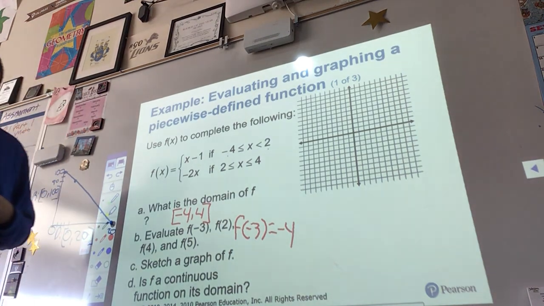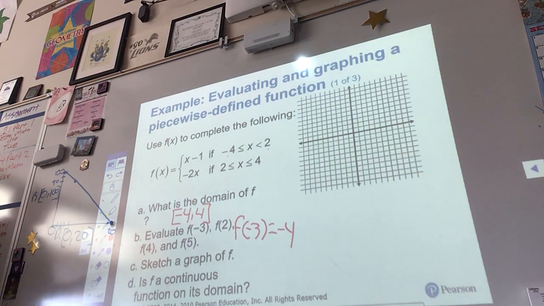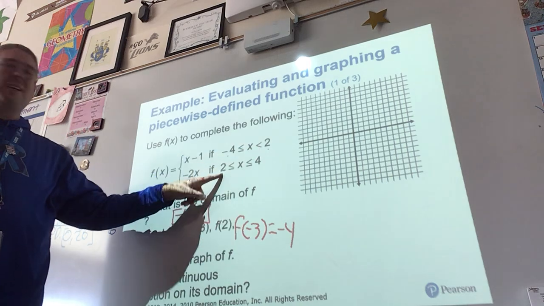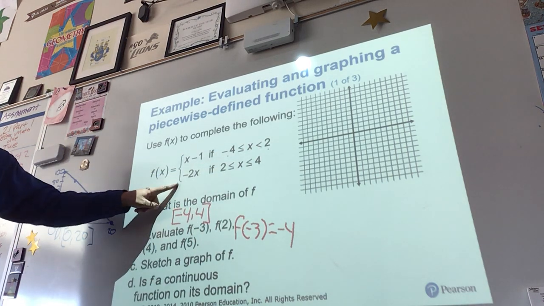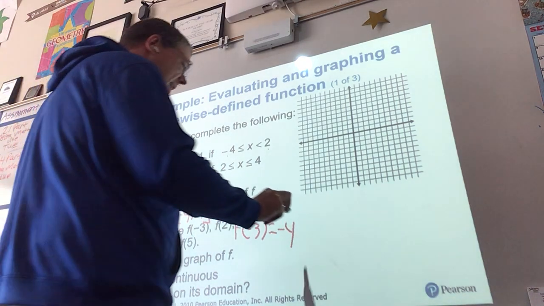Okay, with the number 2, if I plug 2 in, does it go in the top one or the bottom one? And that's a bit of a trick question. Can it go in either one? No. There's a spot for either one, but you want to go with the one with the equal to sign. So this one doesn't have an equal to sign, this one does. So you plug it into the bottom. So what would 2 times -2 be? -4, right?